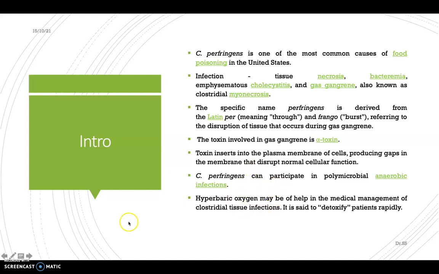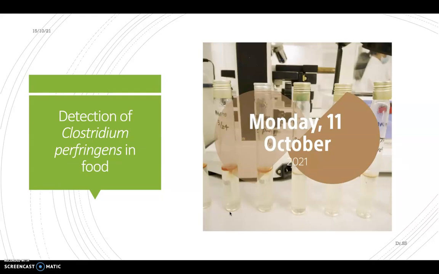The treatment is hyperbaric oxygen. It helps in the management of clostridial tissue infection. It completely detoxifies the patients and relieves them from bacteremia also. Now let's see how the presence of Clostridium perfringens is detected in food. It is shown in a small video, and afterwards I'll explain it. Okay, let's see the video for 1 minute.